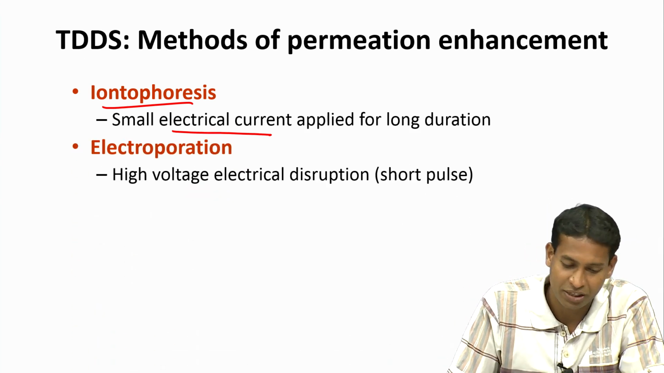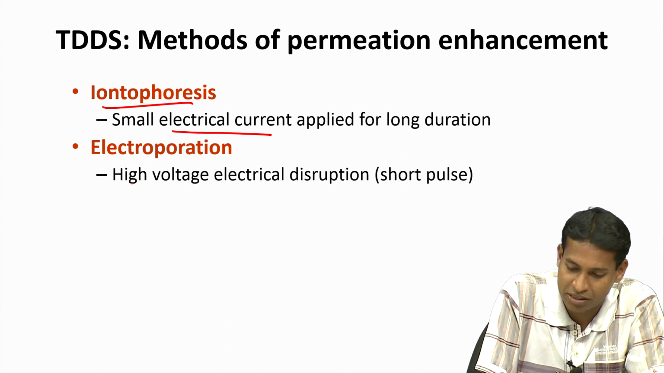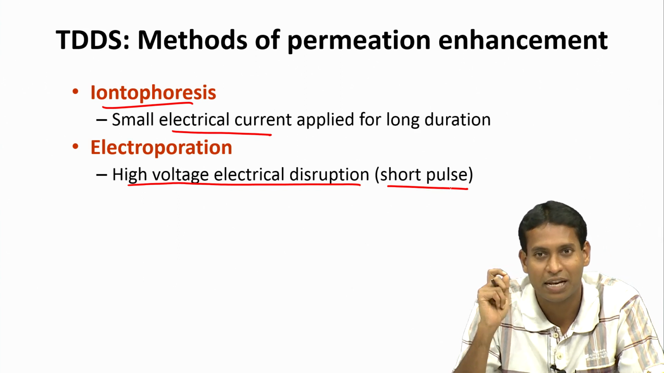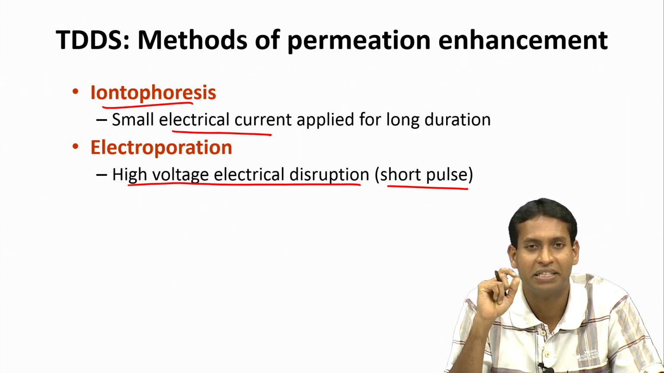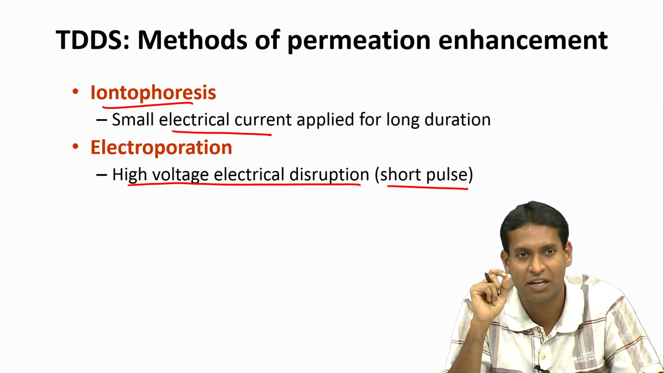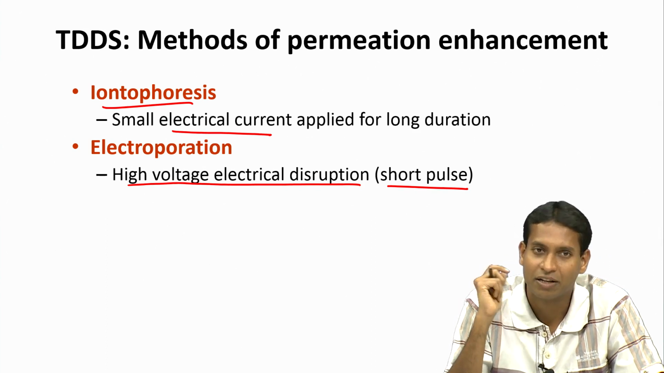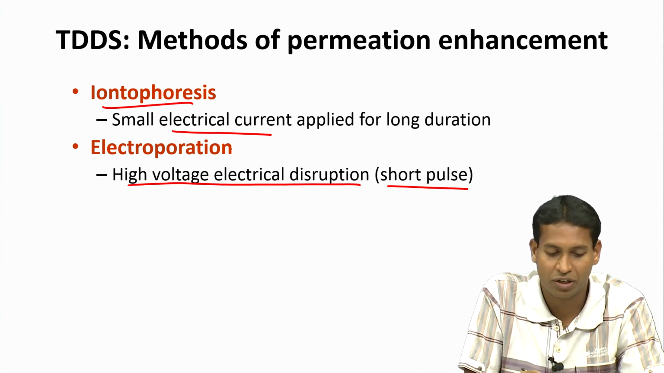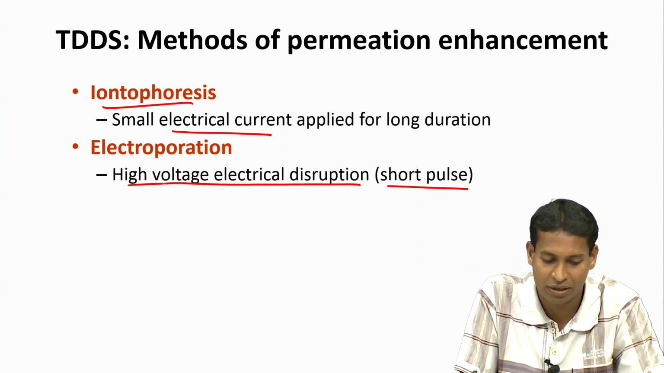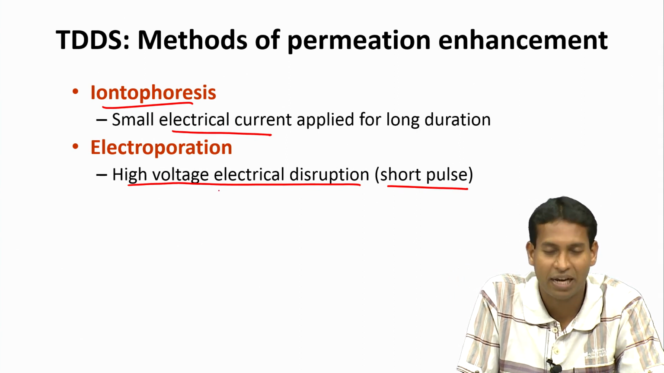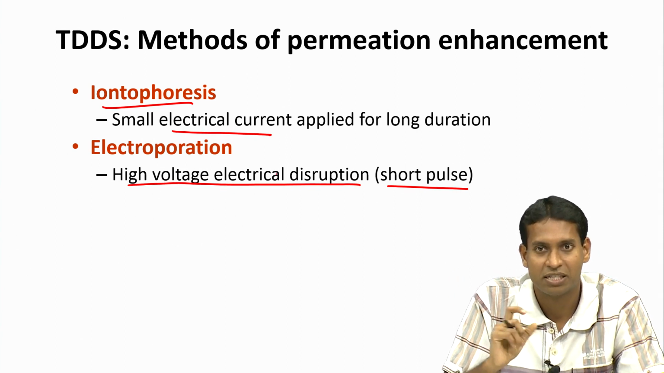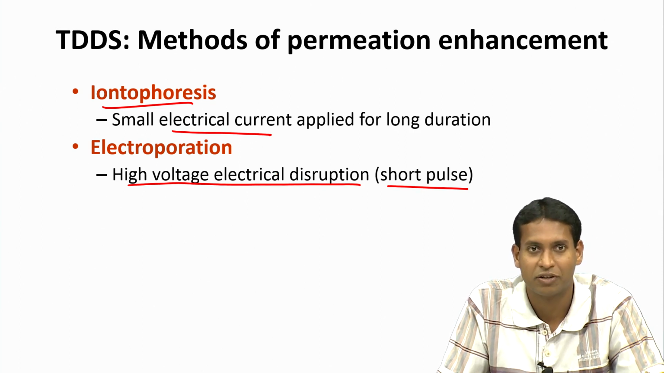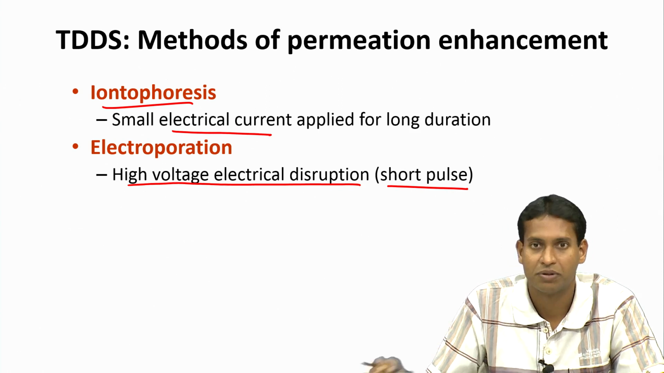Then there is electroporation, in which you apply a high voltage to cause electrical disruption, but for a very short duration. This is going to cause a little bit of pain, but for such a small duration that the patient does not really feel much of it. The concept is the same: because of this electric current, either long duration at low voltage or short duration at high voltage, you cause destabilization of the lipid layer in the stratum corneum, which increases the permeability by quite a bit.